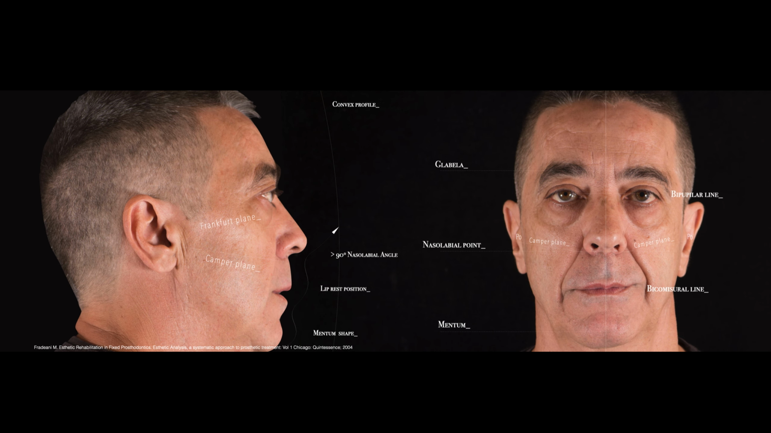Also, it's very important to mark and define the bipupillar line. Okay, the bipupillar line is an important line to understand where we are going to place and fix our horizontal plane that is going to be important for the oral rehabilitation.